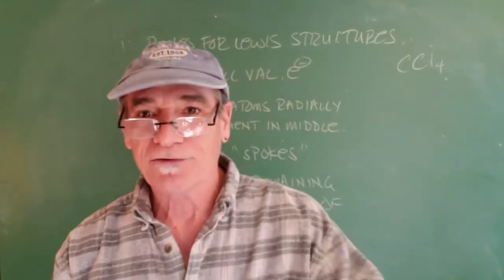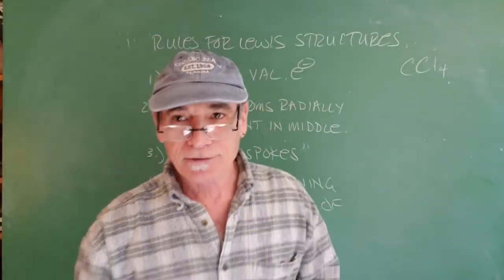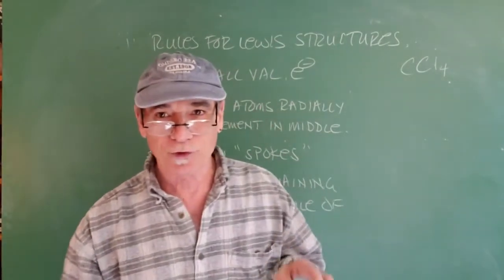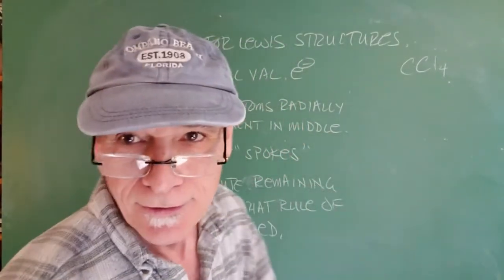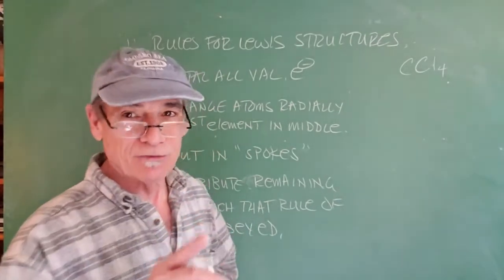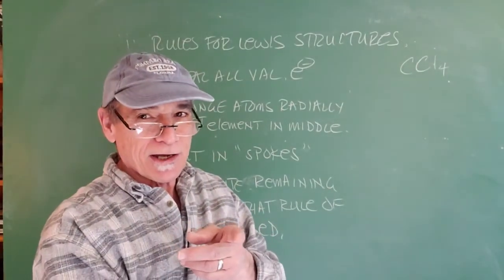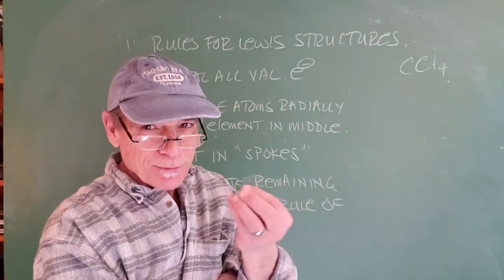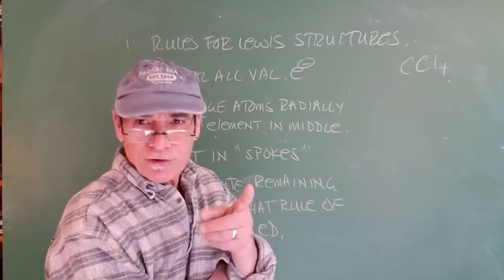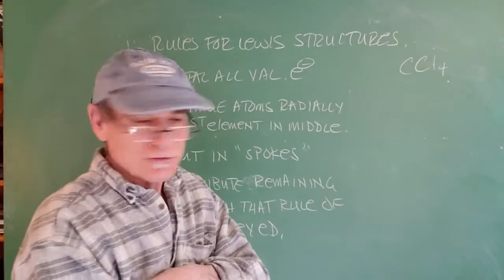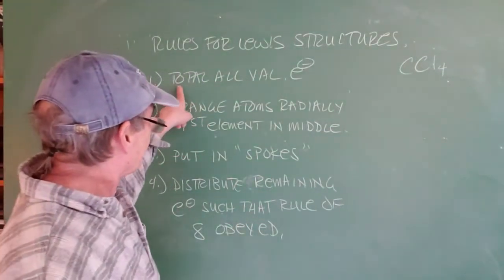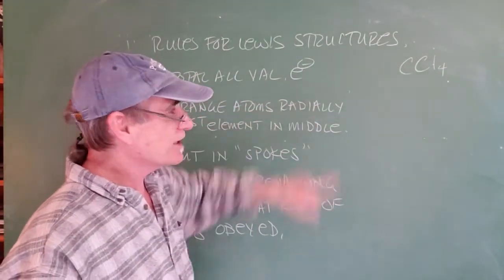Okay, well, here's my basic set of rules for how to draw all Lewis structures. Now, first of all, the number of electrons that appear in your pictures for these Lewis structures is dictated by how many electrons each element brought to the dance. So that's their group numbers. Remember, that's their valence electrons. So my first rule says total all valence electrons.